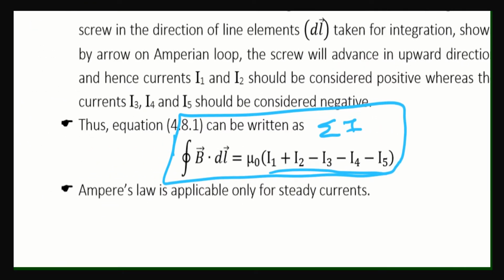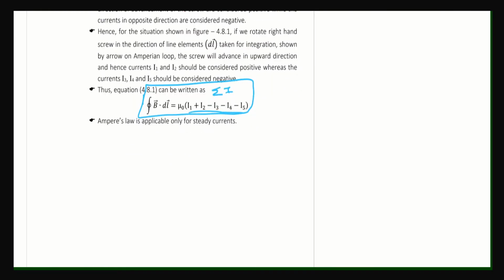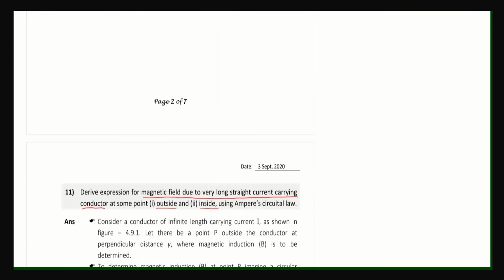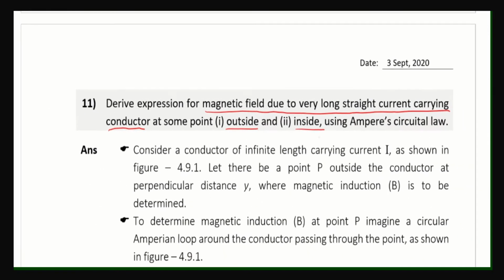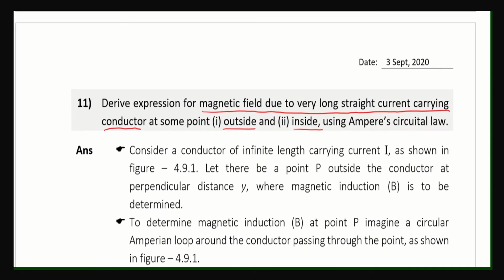This is the expression. The left side is the line integral of magnetic induction over the closed loop. The right side is the product of permeability of vacuum and sigma I. So this is the law, and with this law clear, we can go to the first application, which says derive the expression for magnetic field due to a very long straight current carrying conductor. And we are supposed to find the expression at some point outside as well as inside.